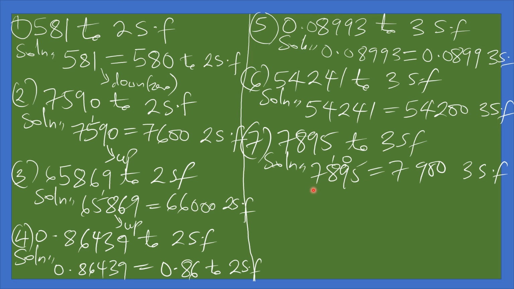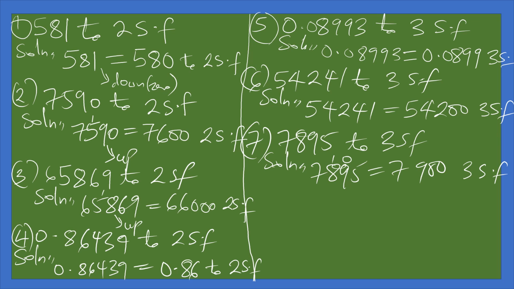Now we have 7,895. Don't forget the initial value. Now the first significant is 7, the second is 8, the third is 9. But the number after the 9 is 5. Because this 5 is equal to 5, we have to round it up. So by rounding it up, this 9 now becomes 10. So in essence, 789 now becomes 790. Now there is no decimal point, so we maintain the 0. Now we have 7,900. From 7,895, we now have 7,900.